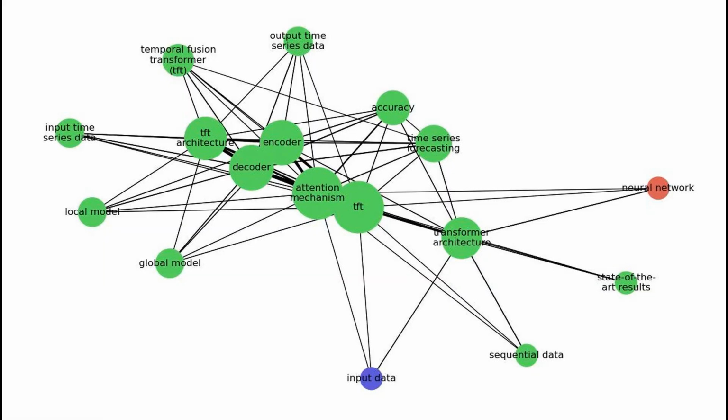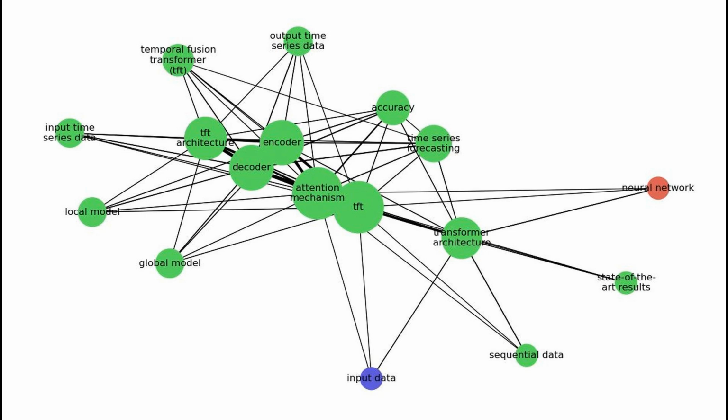The Temporal Fusion Transformer, TFT, model is a powerful tool for time series forecasting. It is a global model, meaning that it models the relationships between different time series, rather than modeling each time series independently. This allows TFT to capture complex patterns and relationships that would be difficult to model with a local model. The main components of the TFT architecture are encoder.